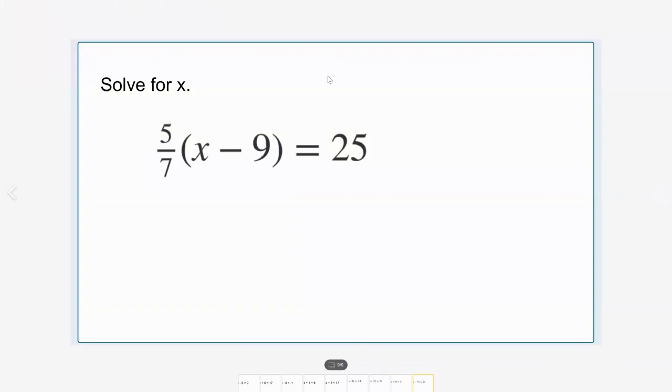Lastly, how would I do this one right here? 5/7 groups of x minus 9 equals 25. Let's talk about one whole group, a full group, by multiplying this by its reciprocal, so that we get rid of this. Since you multiplied by the 7/5, which was the reciprocal of 5/7, you flip the 5/7 to get 7/5. What I multiply on one side, I have to do to the other side, which is 7/5.